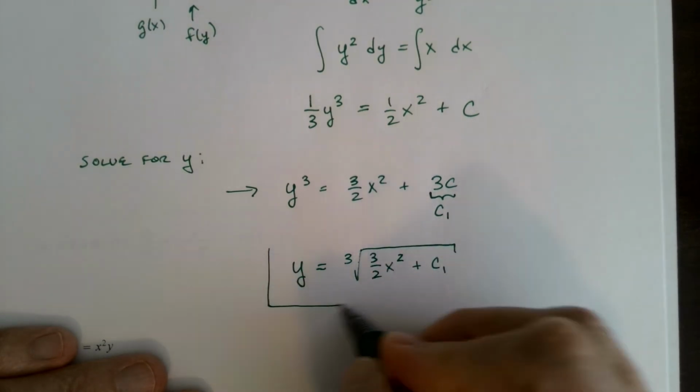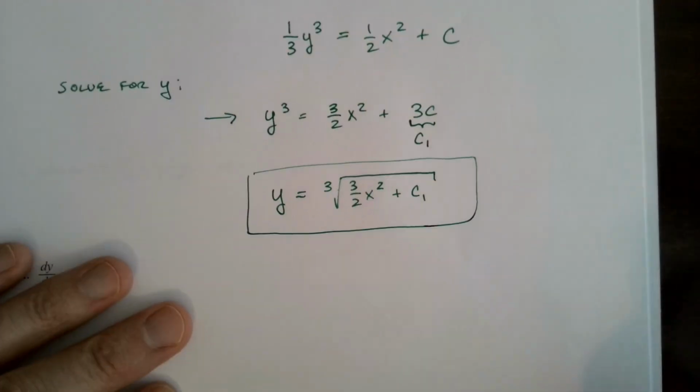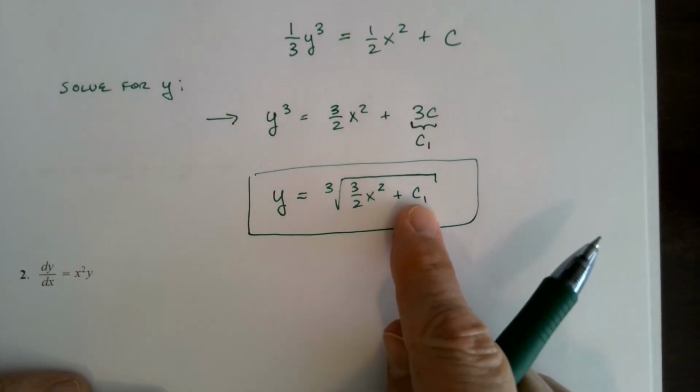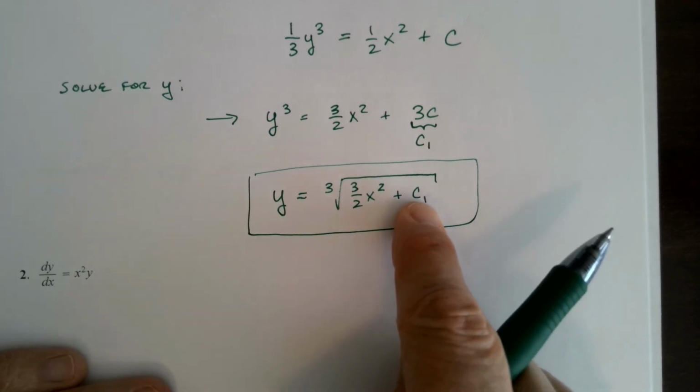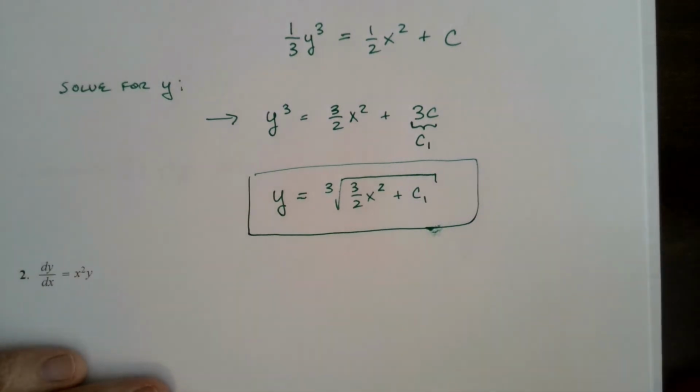Okay, now there's the solution. This c sub 1 is that floating constant. Now if you look in the back of the book, instead of c1 you might see just a c or a k. It doesn't really matter what you choose for your constant of integration.